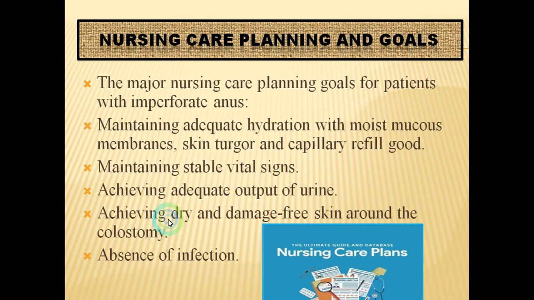Okay, next is the major nursing care planning and goals. The major nursing care plans and goals for the patients are: first is maintaining adequate hydration with moist mucous membrane, skin turgor, and capillary refill good. Okay, so this is what we want. This is our goal, that hydration has to be good, skin turgor has to be maintained, mucous membrane should be moist, and the capillary refill time should be good.